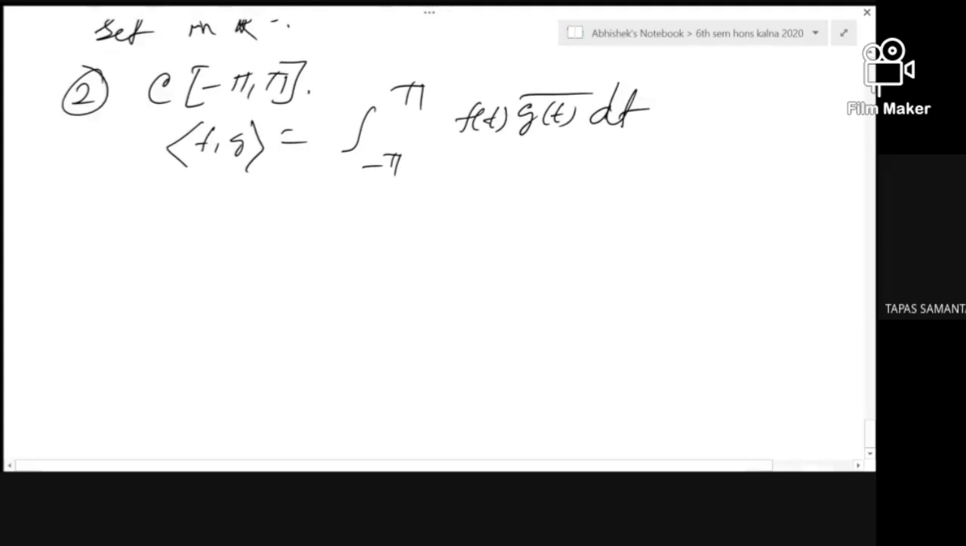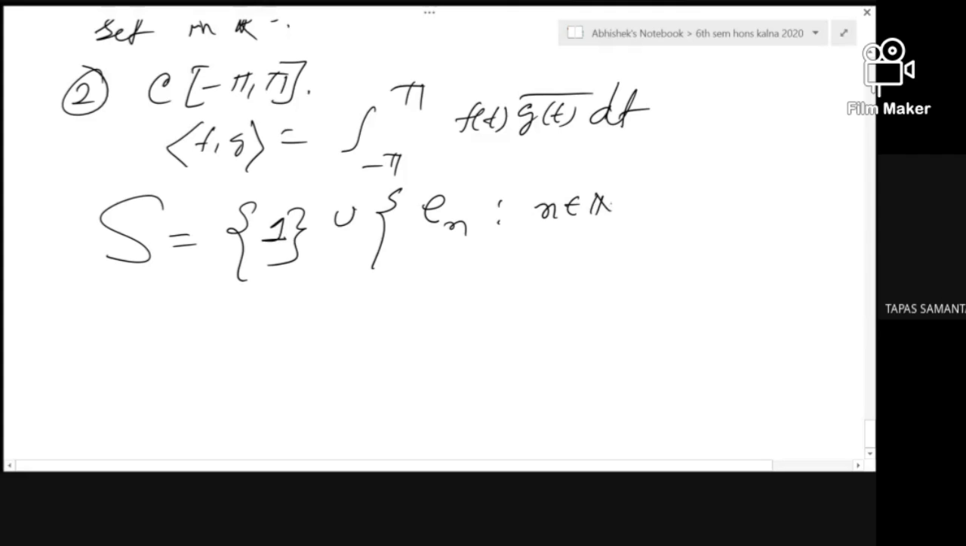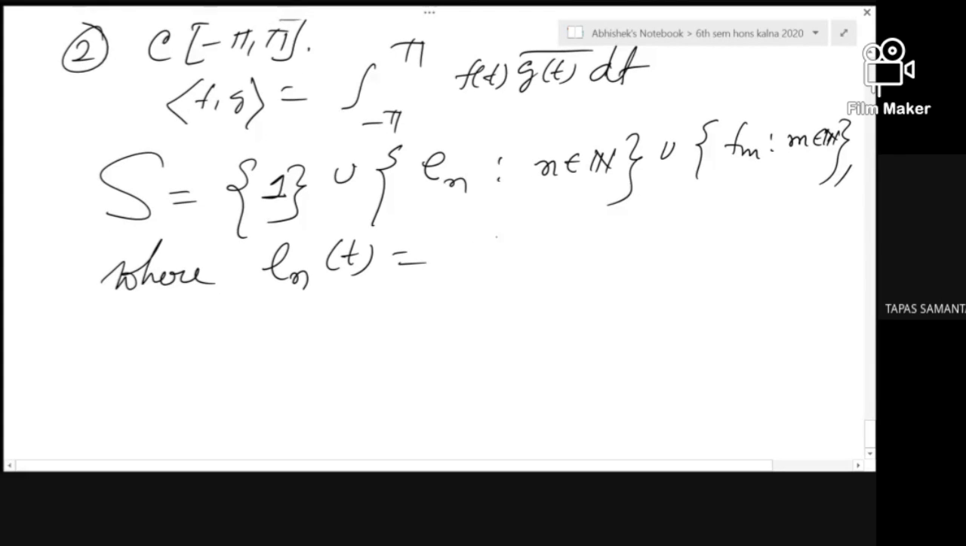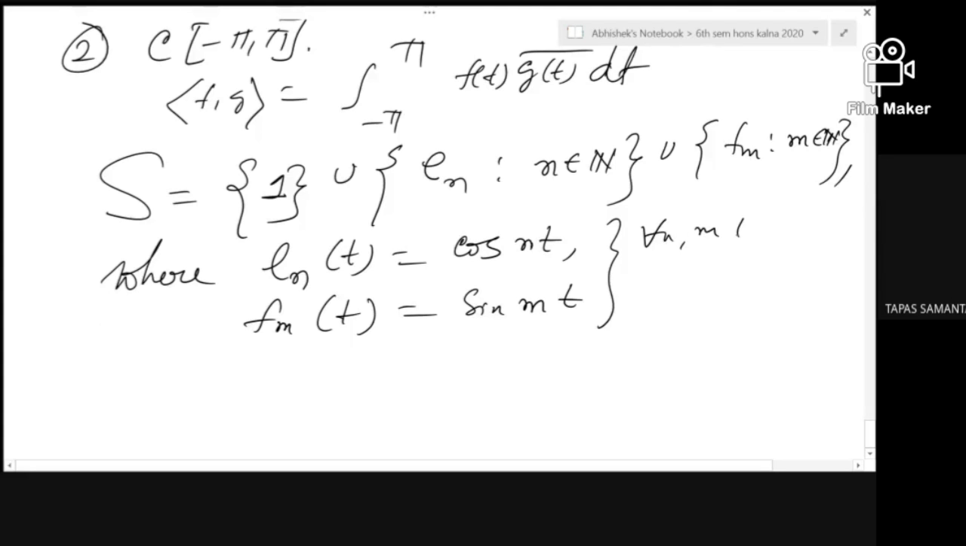Now in this vector space, consider the set of functions S: the first one is the function 1, and the union of e_n for all natural n and f_m for m belonging to the natural numbers, where e_n is the function defined by cos nt, and f_m is the function defined by sin mt. This is true for all n, m in the natural numbers, and for all t in [−π, π].